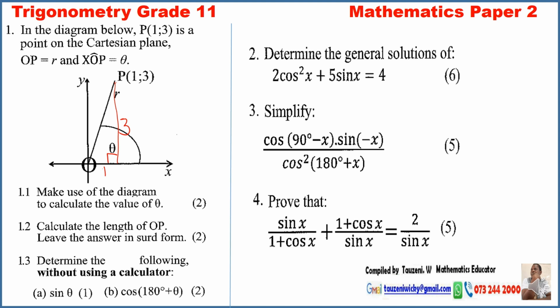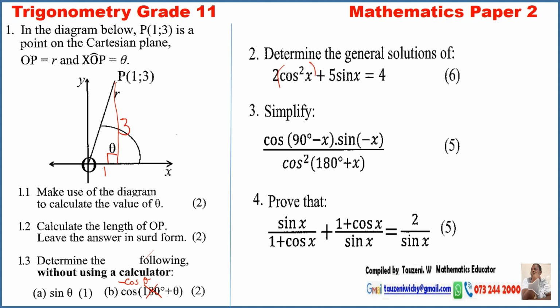Then what else is being tested here? If you see 108 degrees, you must remember reduction formulas. The 180 falls away. I remain with cos theta, which I must check if it's positive or negative according to the CAST diagram. Then the next one, we have general solutions.